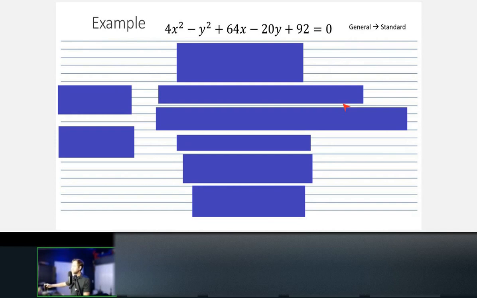So good question. What if both of them were negative? That is a possibility. If both the x squared and the y squared are negative, it is not in general form. You would actually have to move everything to the other side of the equal sign to make them both positive. You shouldn't run into that.